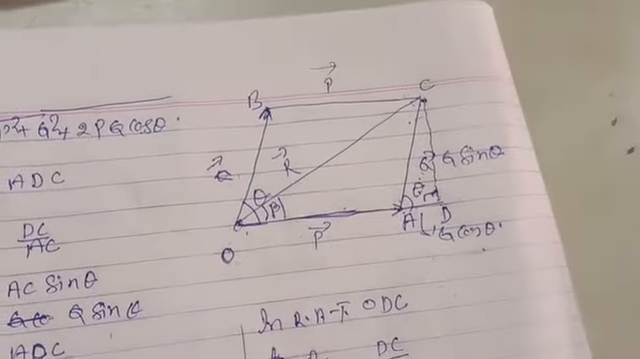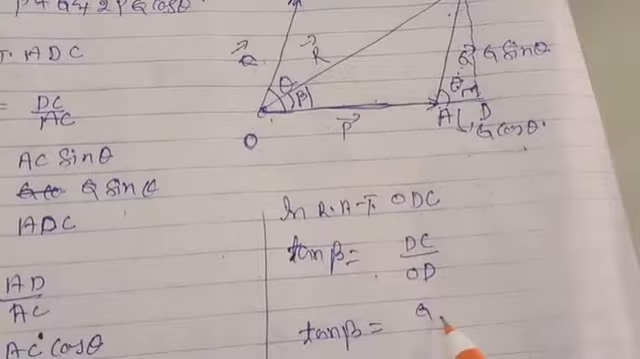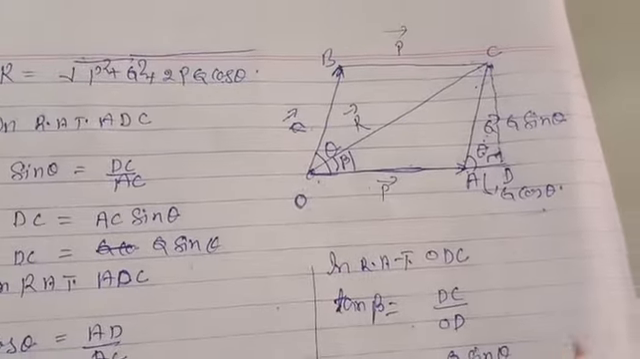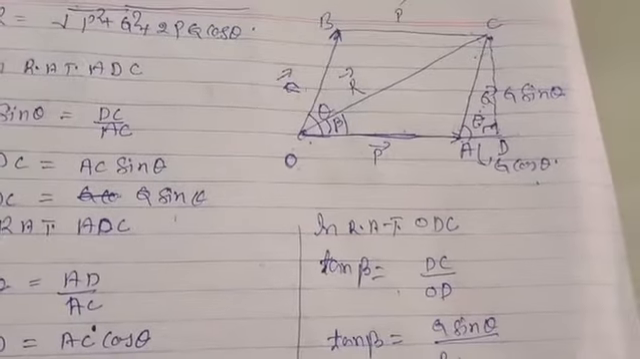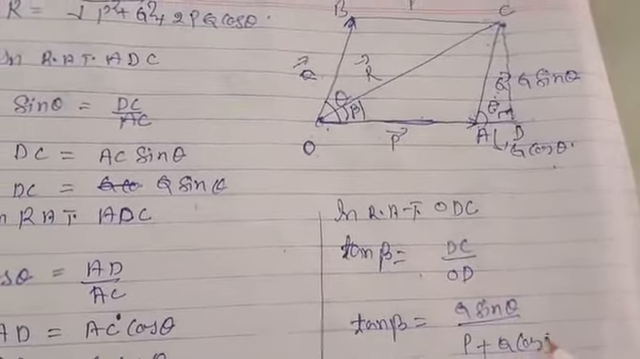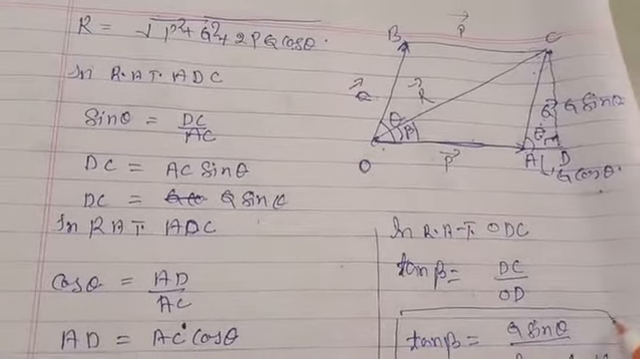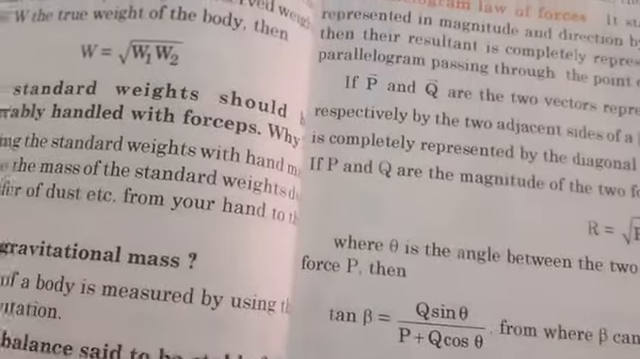DC is equal to Q sin theta. OD is equal to OA plus AD, so that is P plus Q cos theta. So one formula has been derived: tan beta is equal to Q sin theta upon P plus Q cos theta. So this is the concept.